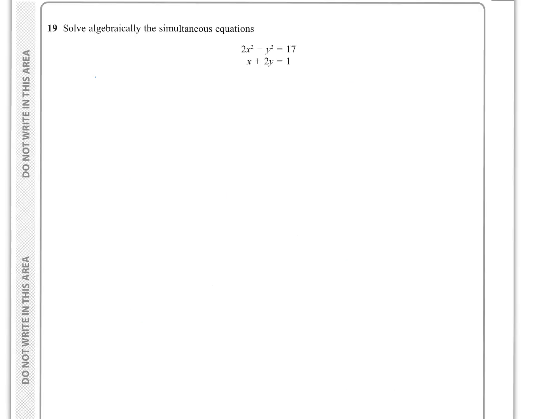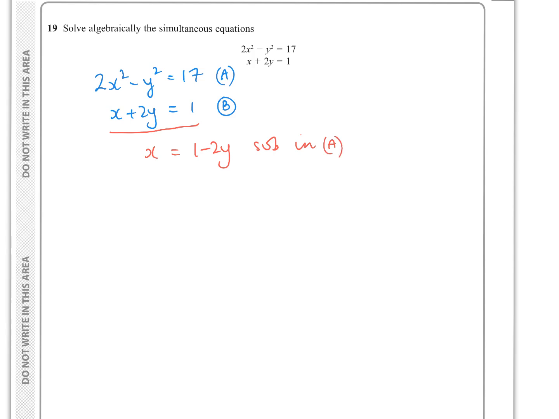Question 19, we have 2x squared minus y squared equals 17, and x plus 2y equals 1. Well, the first thing I'm going to do is rearrange this for x, and I'm going to sub that in A. Of course, you could rearrange for y instead if you want, but I think this will be easier. So we're going to have two lots of 1 minus 2y all squared minus y squared equals 17.